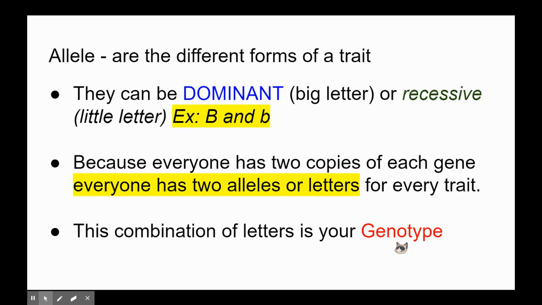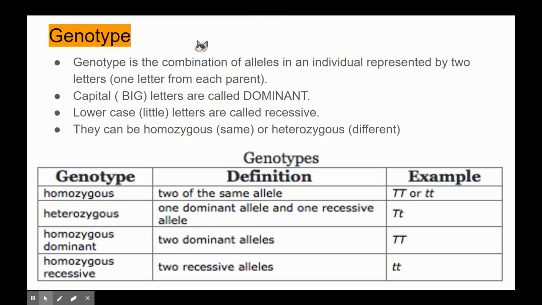And that's what we're going to talk about next. So genotype is a combination of alleles in an individual represented by their two letters. So you get one letter from each parent, right? And your parents got each of their two letters from their parents or your grandparents. So the capital big letters, like I said, are called dominant, lowercase called recessive. They can be homozygous, which are the same, or heterozygous, which are different.